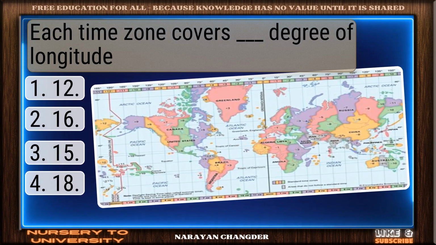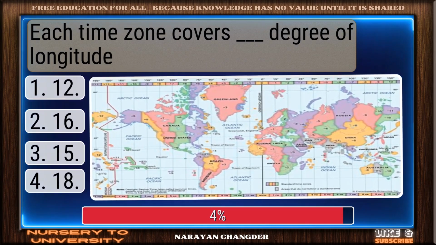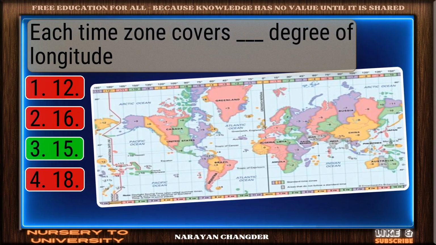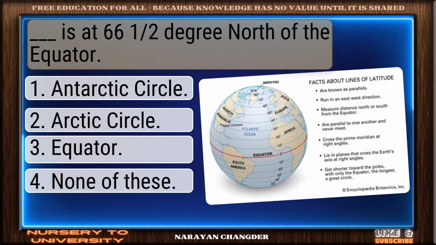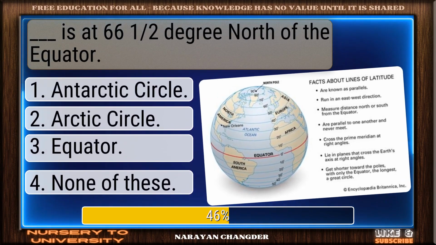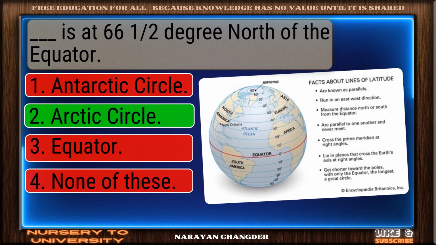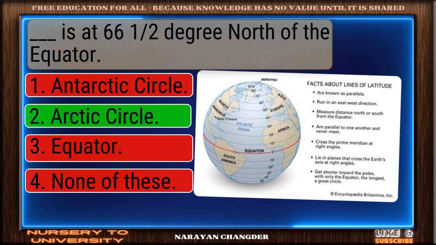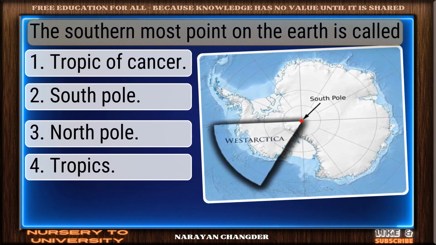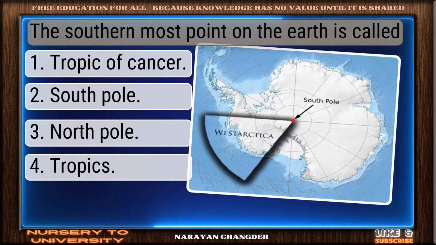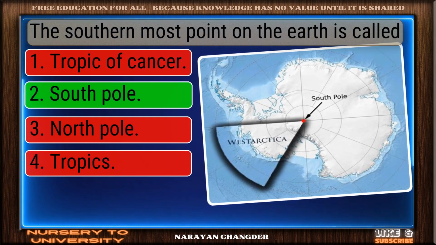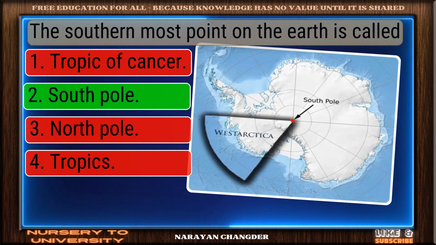Each time zone covers dash degrees of longitude. Perfect. 15 is the correct choice. Dash is at 66.5 degrees north of the equator. Well picked. Arctic Circle is the correct answer. The southernmost point on the Earth is called? Valid point. South Pole is true.